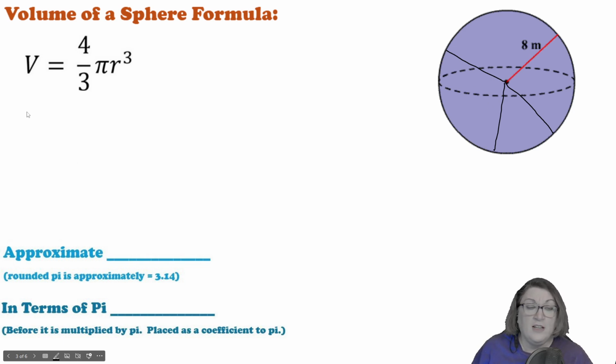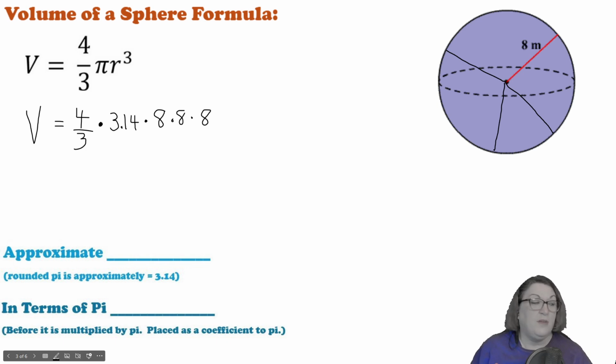So we're just going to let the formula guide us by plugging in the numbers that we need to plug into our formula. So 4/3 is the same. Pi, we're going to use 3.14 to get the approximate value of pi, and we're going to multiply that times our radius cubed, which is 8. So it's going to be 8 times 8 times 8, and that is cubing it, 3 of them multiplying together.